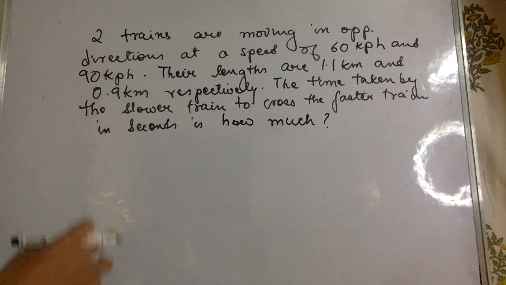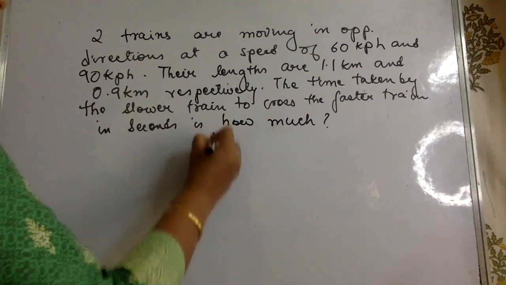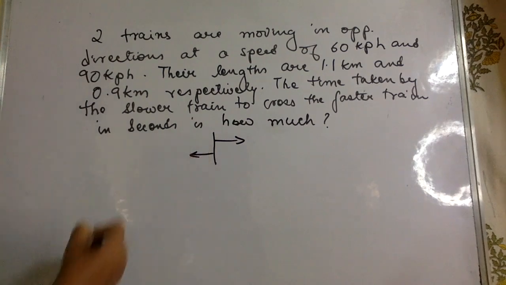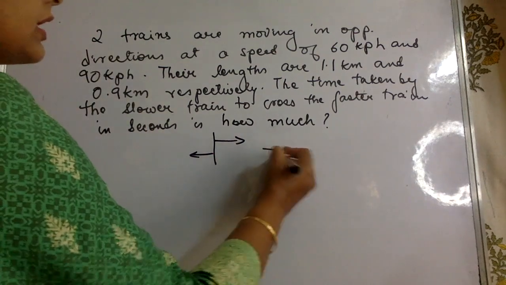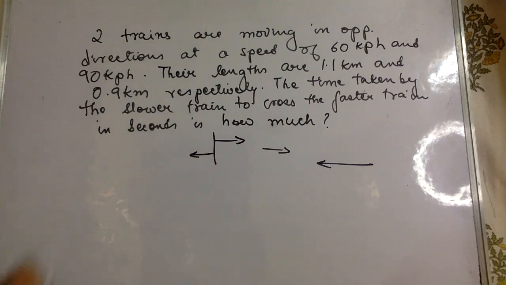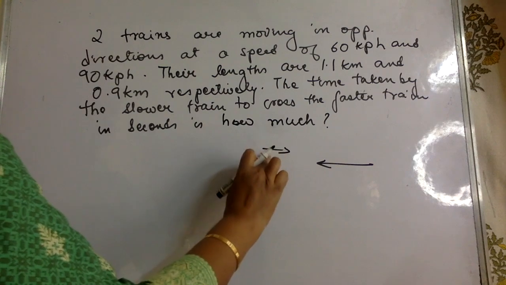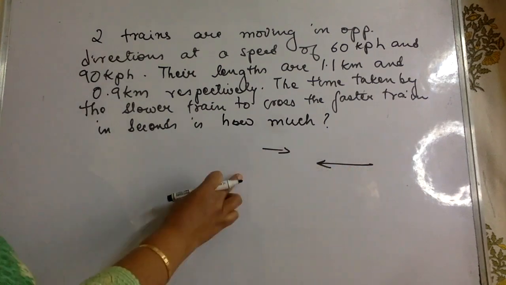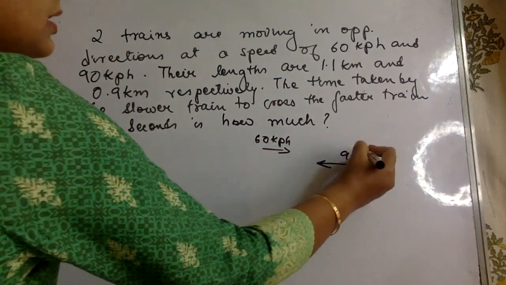Now, they are moving in opposite directions. Whenever they move in opposite directions, this is how they are moving. Here I should not say this, I should say they are moving like this. This is because they are not starting at the same place, so it would be wrong to say this is the correct way of moving. They have started from their respective stations, and this one is moving in this direction, whereas this is moving in that direction. One is 60 kph, the other is 90 kph.